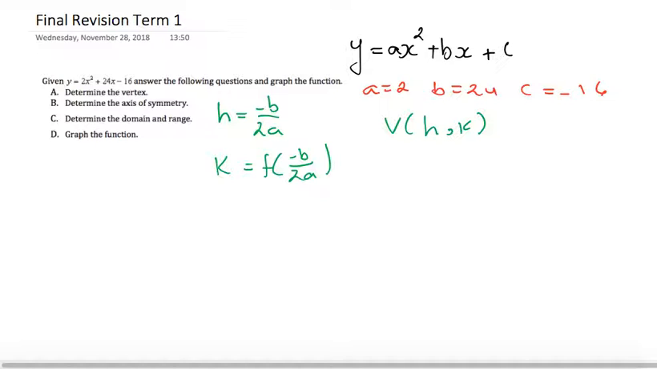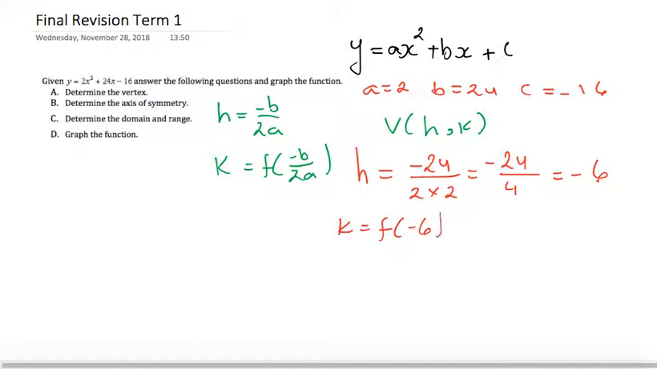Okay, so I'm going to go ahead and find h, the x value of the vertex, which is minus b over 2a. That's minus 24 over 2 times 2, which is minus 24 over 4, which is going to be minus 6. And if I want to get k, that's f of negative 6. So for f of negative 6, you're going to substitute in the main function. So it's going to look something like this: 2x squared, that means 2 times negative 6 squared, that's 2 times 36, plus 24 times negative 6, minus 16.